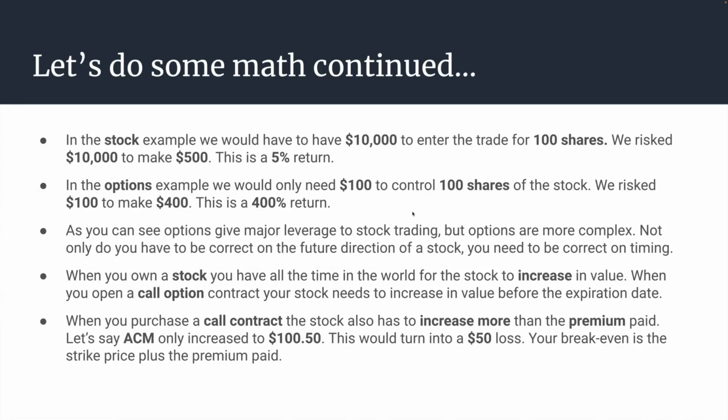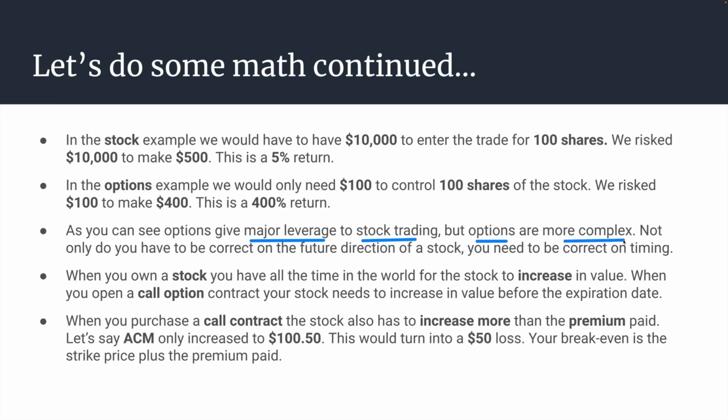I went over some of this, but I'll go over it one more time. So once again, if you just bought the shares directly in our scenario, you got a 5% return. While if you bought an options contract, you got a 400% return. As you can see, call options contracts give you major leverage relative to stock trading. You can spend $100 to get the same outcome as you would for $10,000, for example. But there's one caveat. Options are way more complex.